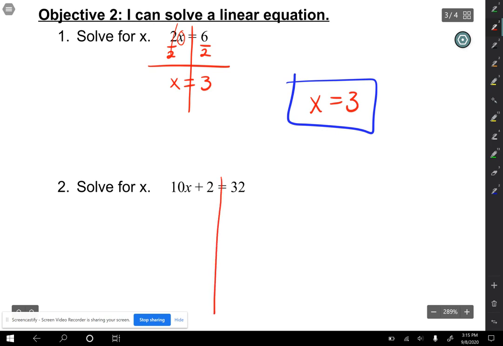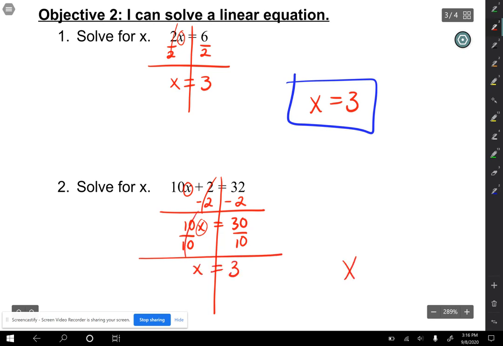And then again here, 10x plus 2 equals 32. Let's get rid of this plus 2 first by subtracting 2 from both sides. 10x equals 30. And then again, I want the x by itself, so I'm going to divide by 10 on both sides. X equals 3. So again, I get x equals 3 as my answer.